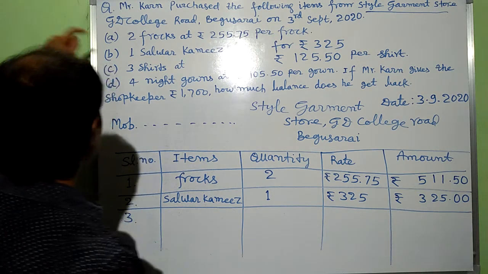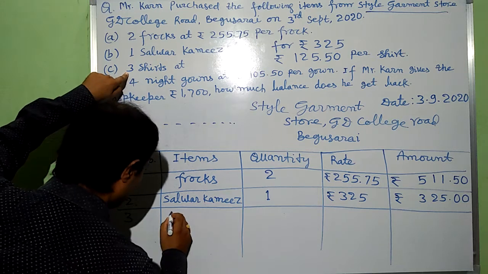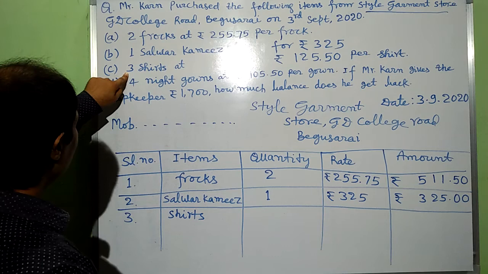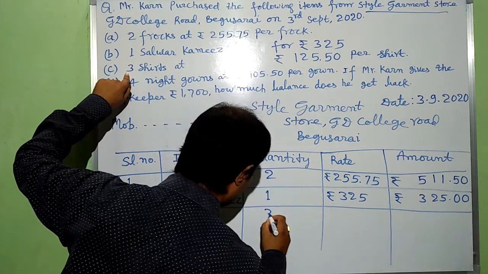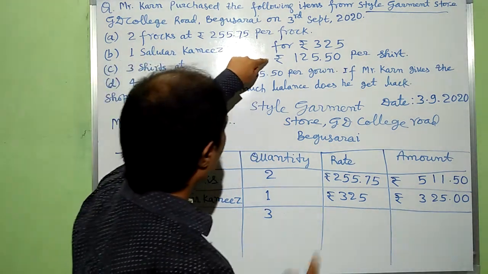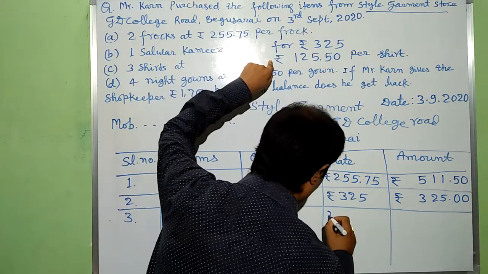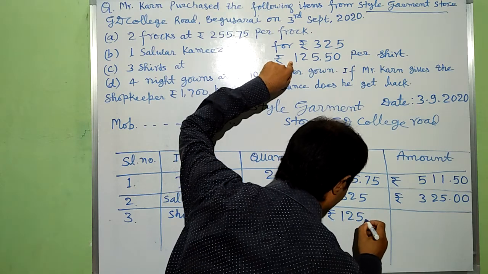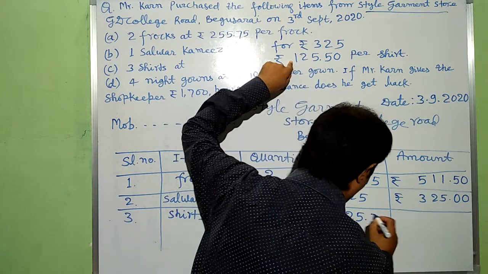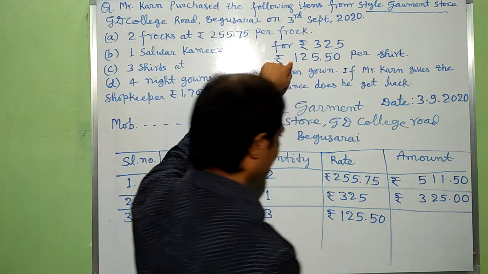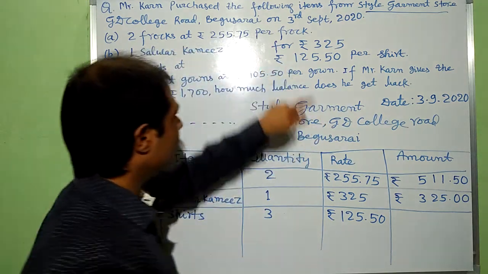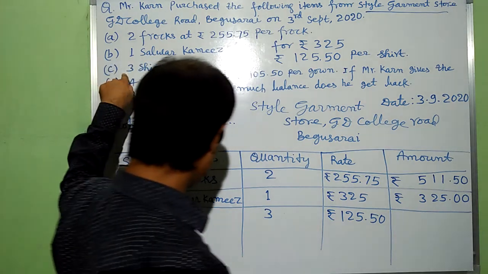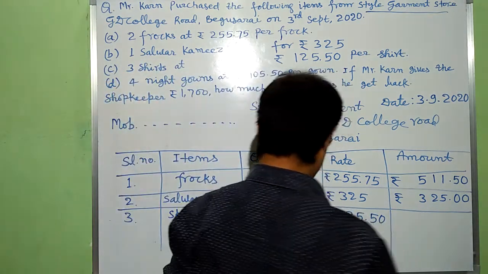Third item is shirts. Its quantity is 3. Rate, cost of 1 shirt, that is rupees 125.50 per shirt, means this is the cost of 1 shirt. So the cost of 3 shirts, we need to multiply it.